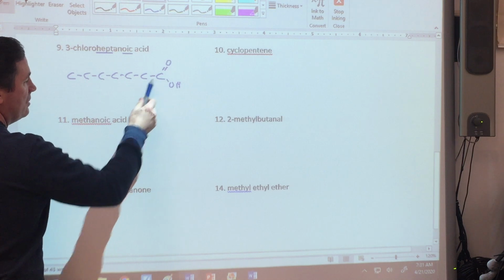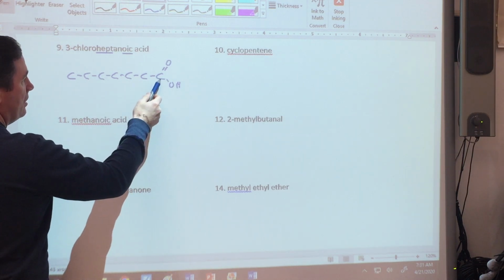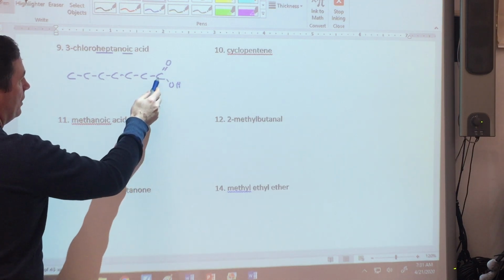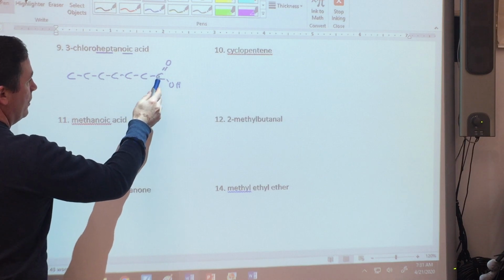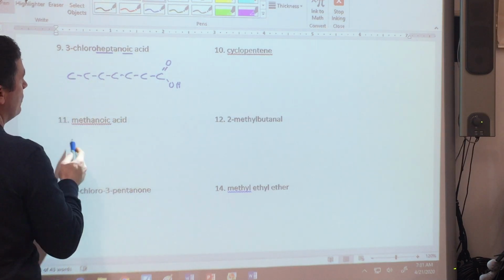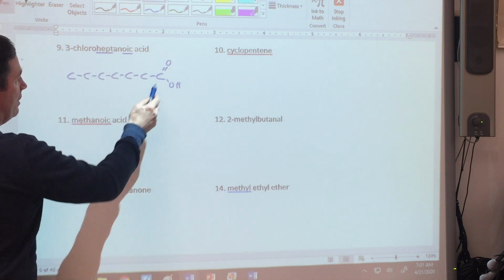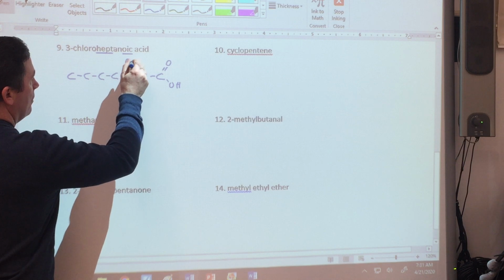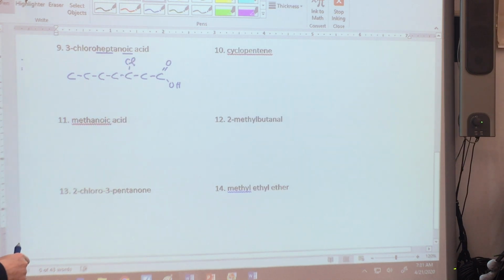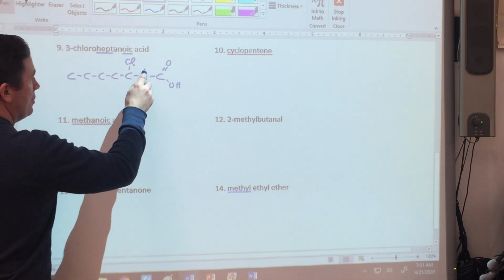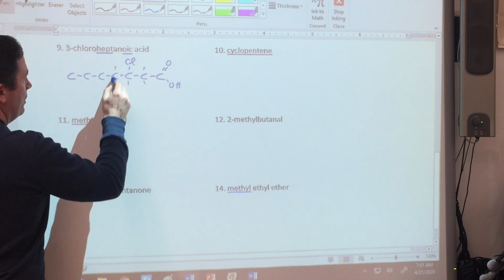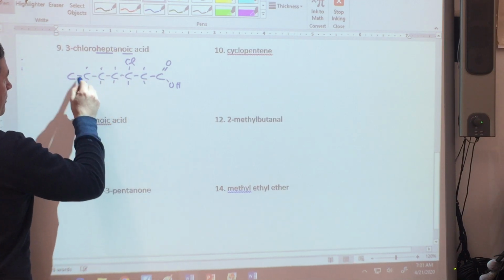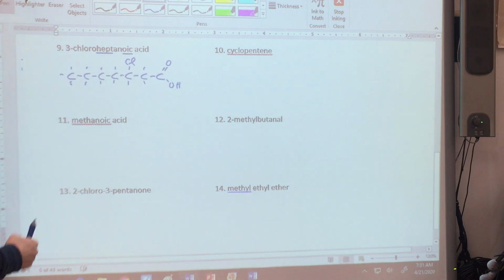Remember that this takes number 1. This is the number 1 carbon, so I'm going to go backwards with my numbering: 1, 2, 3, 4, 5, 6, 7. So there's my heptanoic acid. And number 3 is the chloro, so 1, 2, 3. There's 3-chloroheptanoic acid. Just make sure you have enough lines around each carbon. Each carbon can make 4 bonds and has to make 4 bonds.